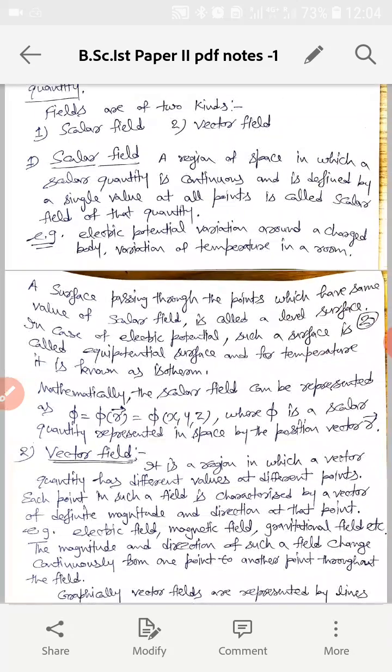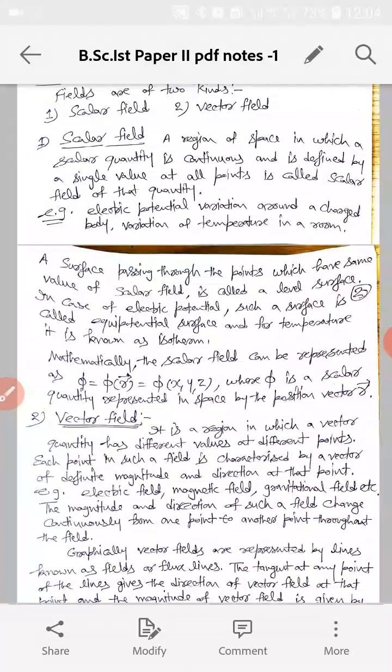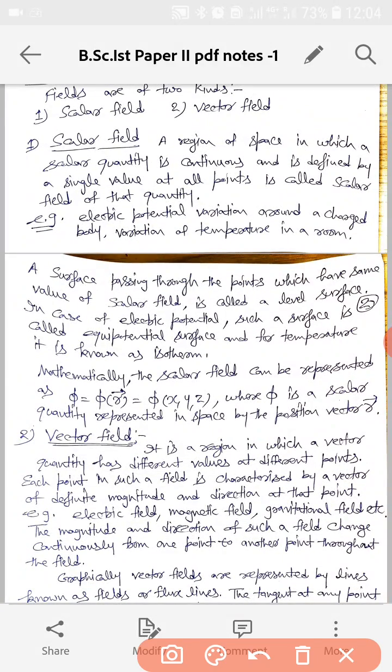Mathematically we can represent this scalar field like this. Suppose we have this function phi.